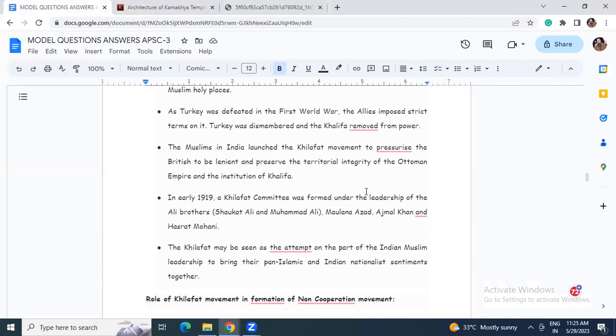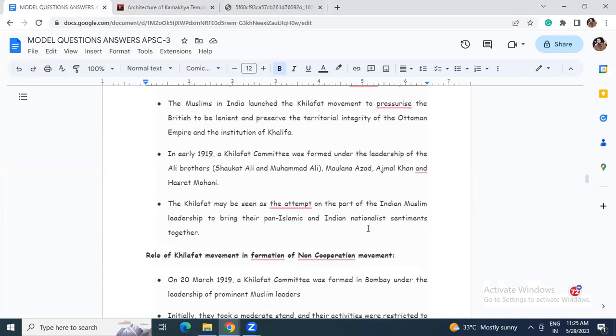In early 1919, a Khilafat committee was formed under the leadership of the Ali brothers. They are Shaukat Ali and Muhammad Ali, and Maulana Azad, Ajmal Khan and Hazrat Mohani. The Khilafat may be seen as an attempt on the part of Indian Muslim leadership to bring their pan-Islamic and Indian nationalist sentiments together.